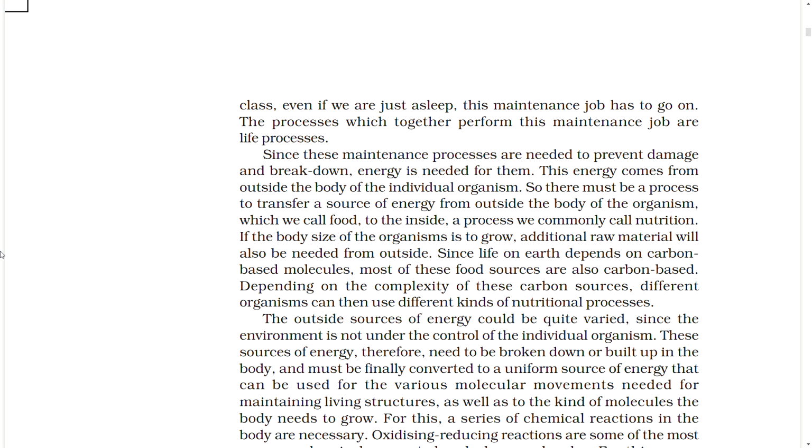The outside sources of energy could be quite varied, since the environment is not under the control of the individual organisms. These sources of energy therefore need to be broken down or built up in the body and must be finally converted to a uniform source of energy that can be used for the various molecular movements needed for maintaining living structures, as well as to the kind of molecules the body needs to grow. For this, a series of chemical reactions in the body are necessary.